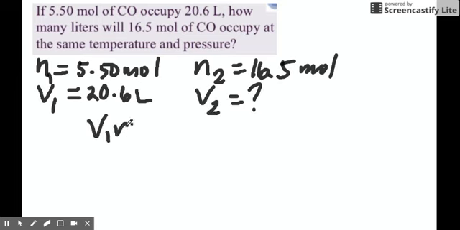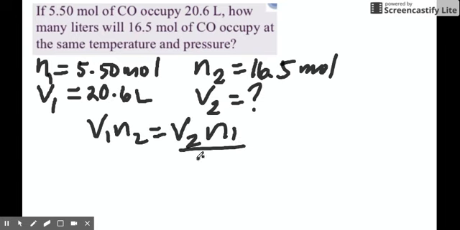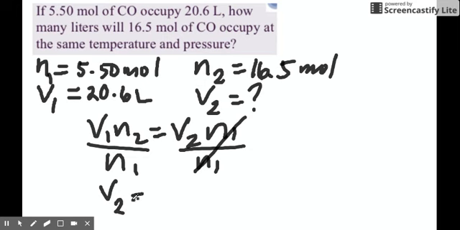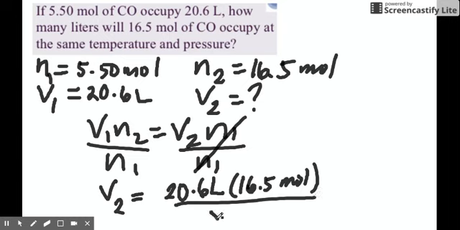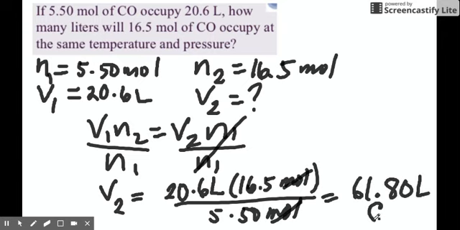So from our formula, V1 N2 is equal to V2 N1. To get V2, we divide both sides by N1. So that's going to be our final equation. Now we're ready to substitute. Let me just reverse the side. So V2 is equal to 20.6 liters times 16.5 moles over 5.50 moles. So cancel out the mole, we're going to get the liter unit, and the final answer is 61.80 liters of carbon monoxide gas.